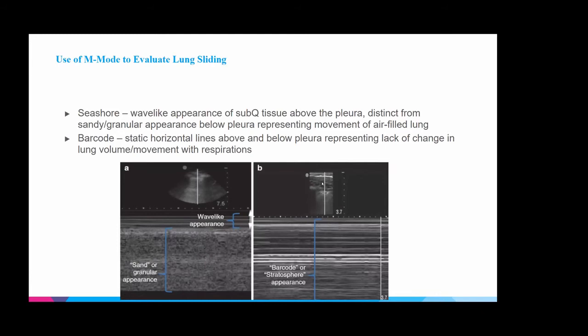And then as opposed to the instance of a barcode sign where there's no lung sliding, right? You just have the sub-Q tissue, which isn't moving. So it's just complete straight horizontal lines. The pleura isn't moving, it's a straight horizontal line. And then you're not seeing in between the pleura or beyond the pleura, right? So you just get these horizontal reflections that are not changing over time. And that's why you're getting a barcode sign.